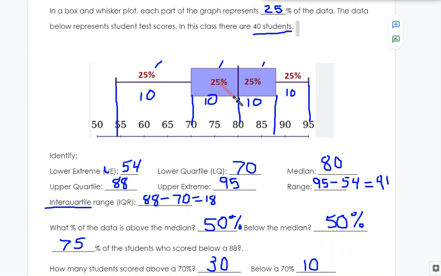Other things that are important to remember is each section in the box and whisker plot is 25% of all your data, okay? Other things you might need to remember, range is your biggest number minus your smallest number. And if you see interquartile range, it's the range of your box. So you take the biggest side of your box minus the smallest side of your box.